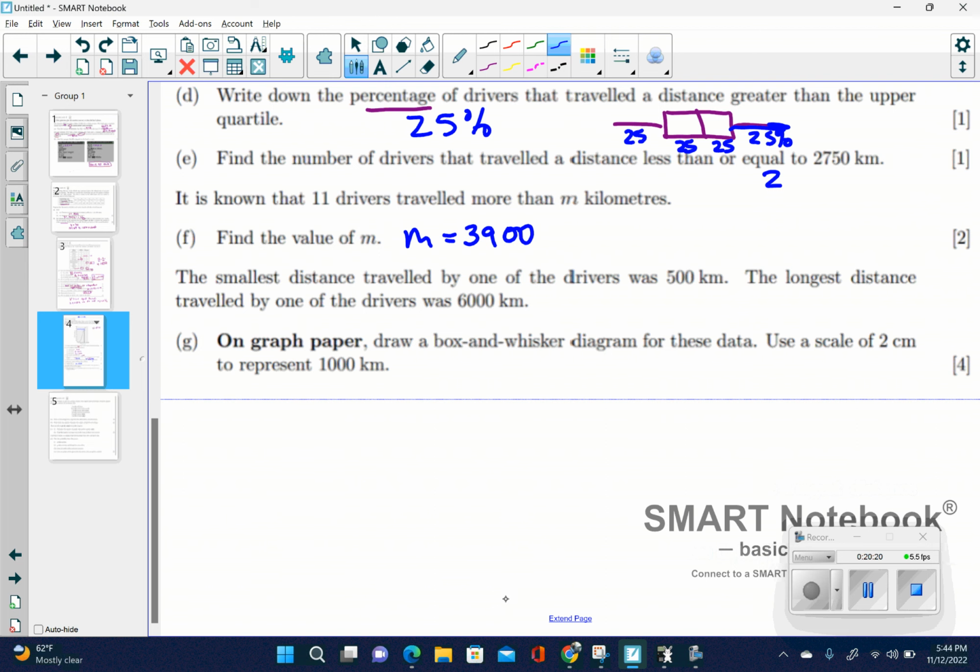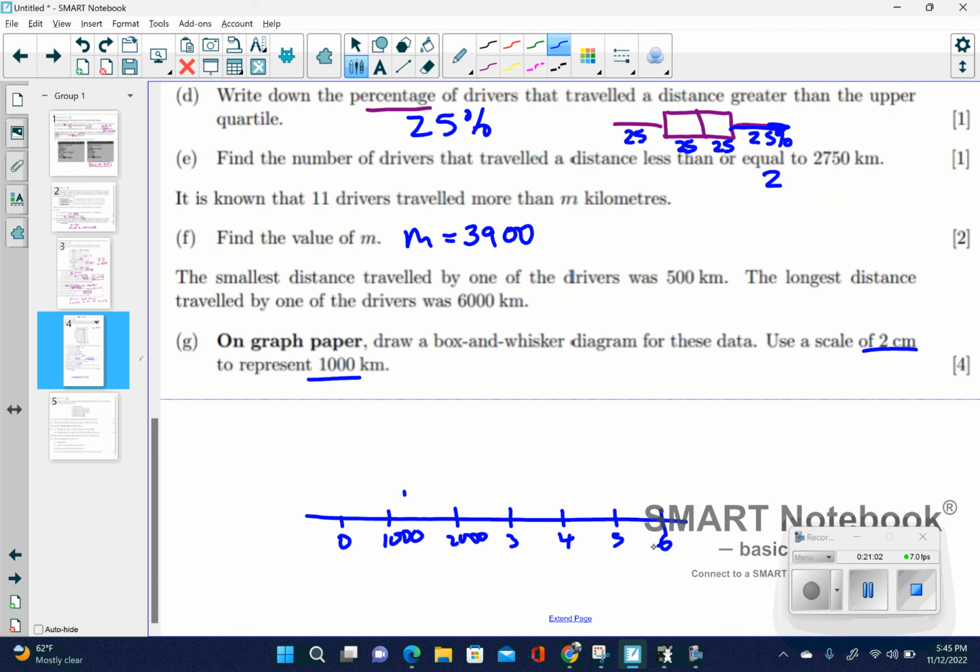Okay, for our box and whisker plot, the key thing here is it does tell us to use graph paper and use a scale of 2 centimeters to represent 1,000 kilometers. So ideally, here's your x-axis. We have 0, and then we have 1,000. We're going to keep counting up by 1,000: 2,000, 3,000, 4,000. Try to make this a little bit more evenly spaced. So this is 3K, 4K, 5K, and 6K.